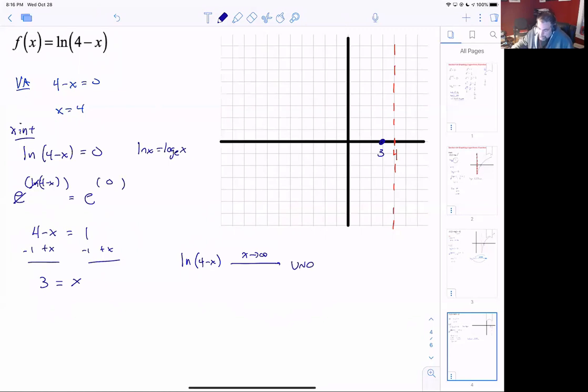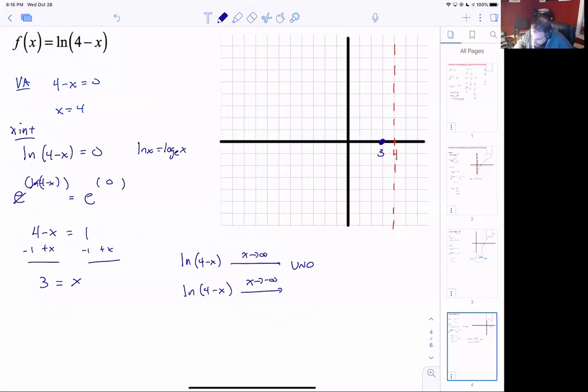There's going to be no graph on the right side of the asymptote. The graph is going to happen on the left side instead because that's where the domain of this is. So the end behavior we're curious about is not as x goes to infinity. It's the other side. It's as x goes to negative infinity.